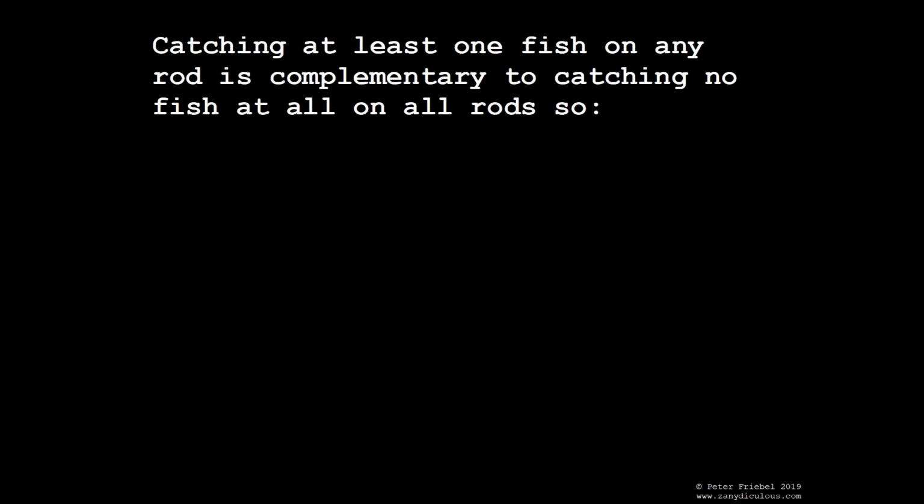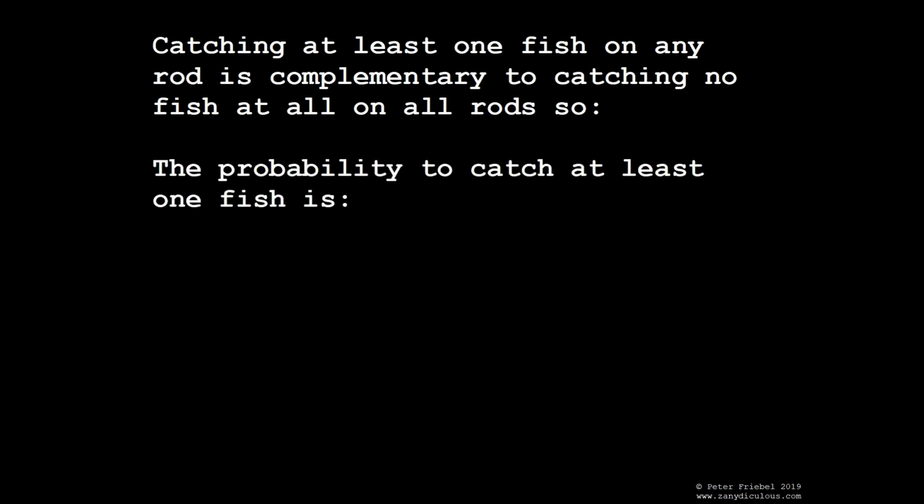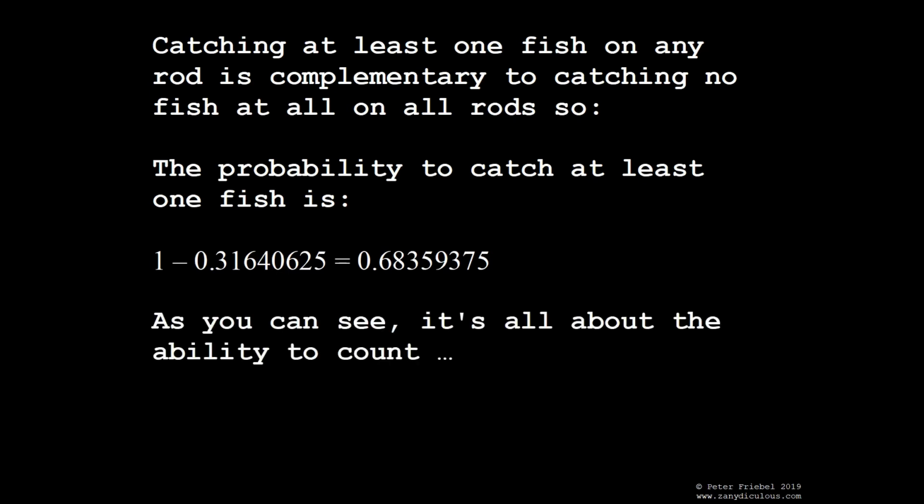Catching at least one fish on any rod is complementary to catching no fish at all on all the rods. So the probability to catch at least one fish is 1 minus 0.3164, etc., which is 0.6835, etc. As you can see, it's all about the ability to count. In the right way, that is.